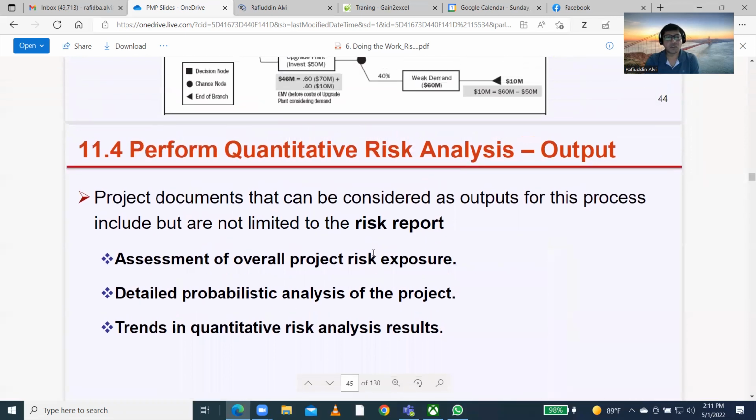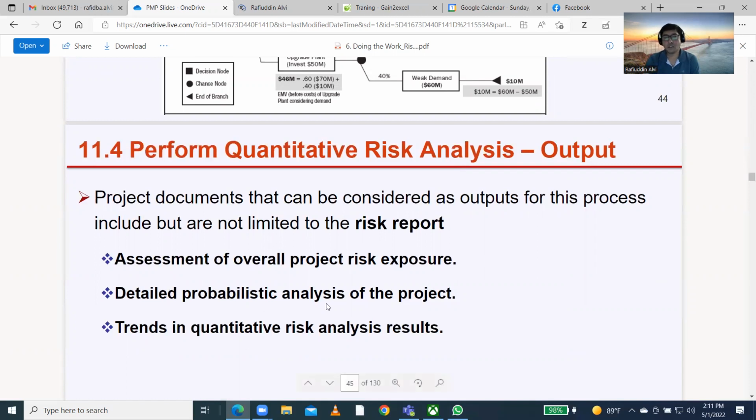Okay. So the project documents that can be considered as output for this process include, but are not limited to, the risk report. The risk report is one of the outputs of perform quantitative risk analysis, but it is not limited to that. The risk register is also a risk output, right? There are two outputs: risk register and risk report. We have seen the risk register in the previous slide; there is some format for that.